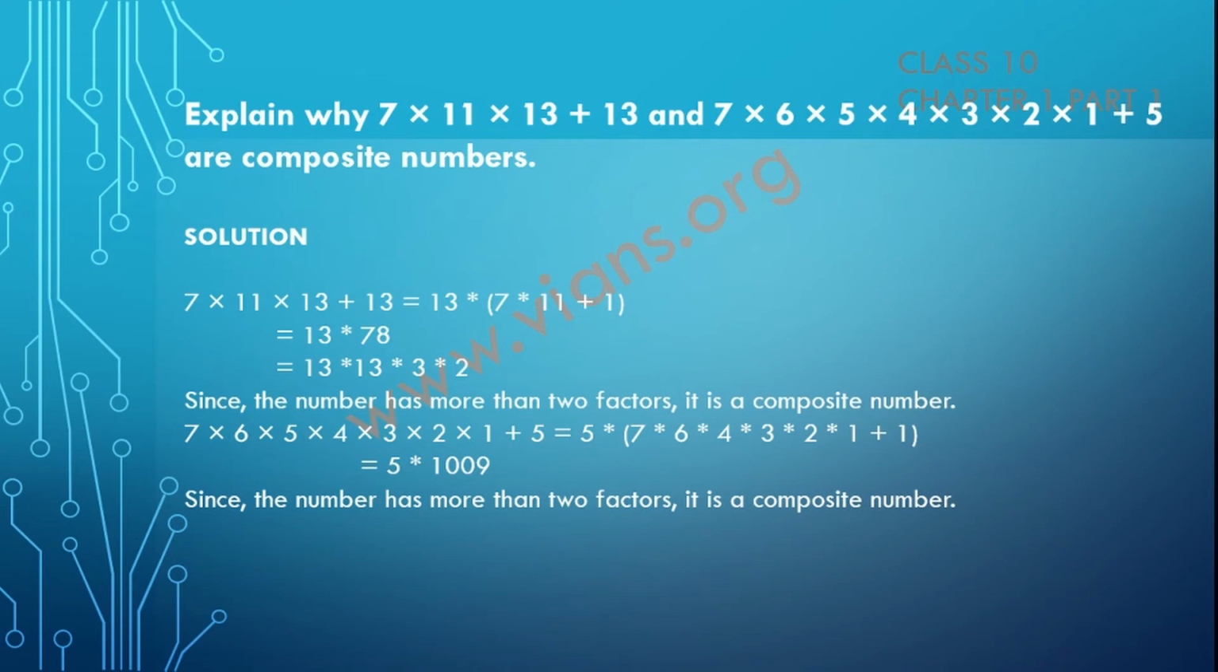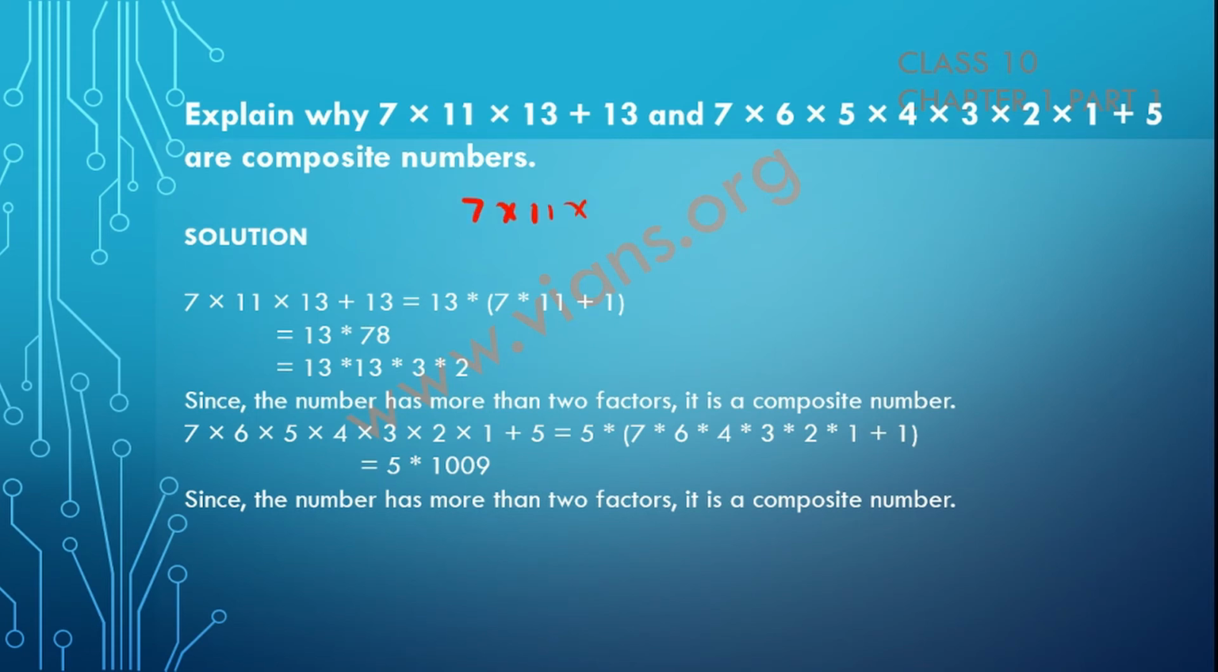And I think this is like the second last problem that we have. Explain why 7 into 11 into 13 plus 13 and 7 into 6 into 5 into 4 into 3 into 2 into 1 plus 5 are composite numbers. So basically, what did we say? Composite numbers are any numbers that can be written as a product of prime factors, and that would constitute a unique set of prime factors for a composite number.